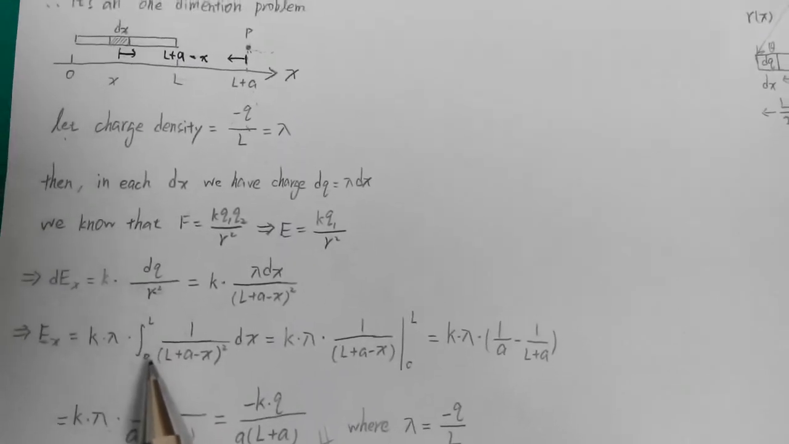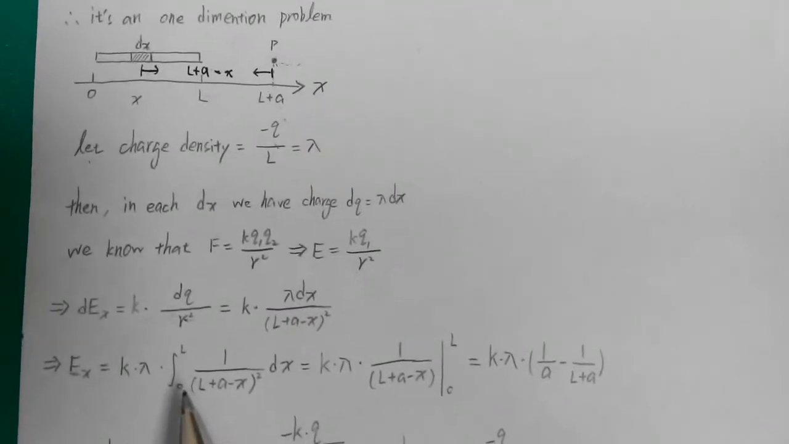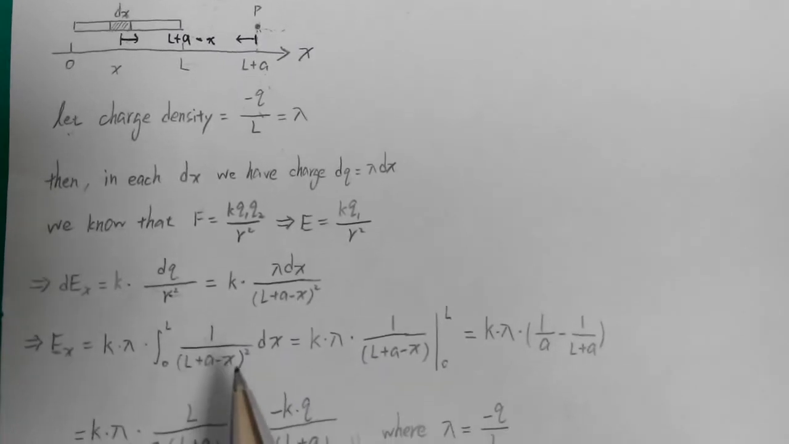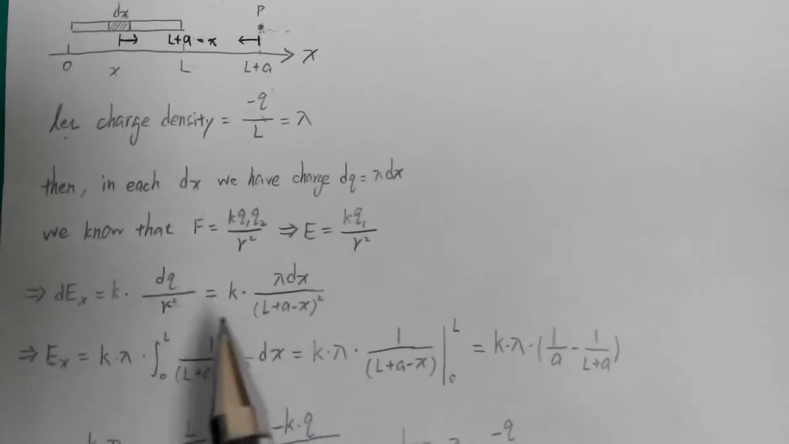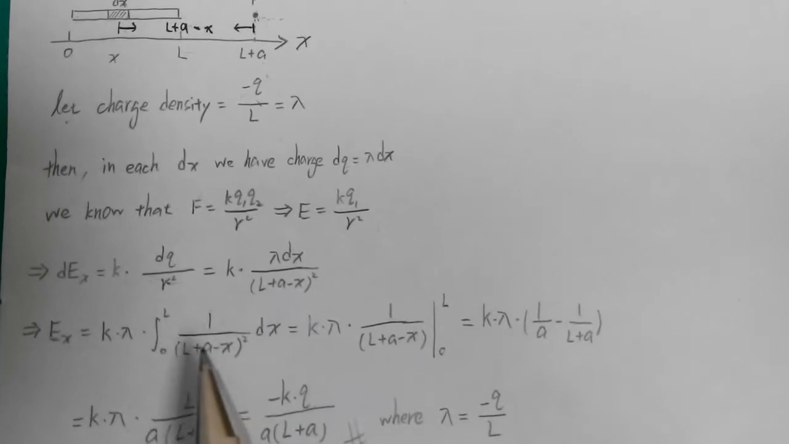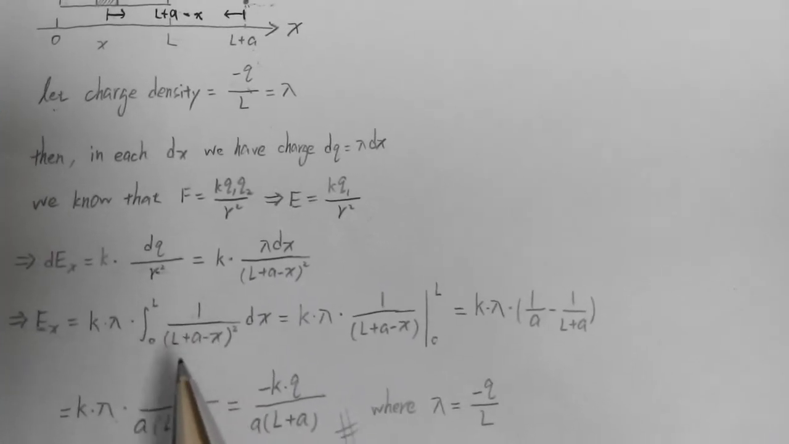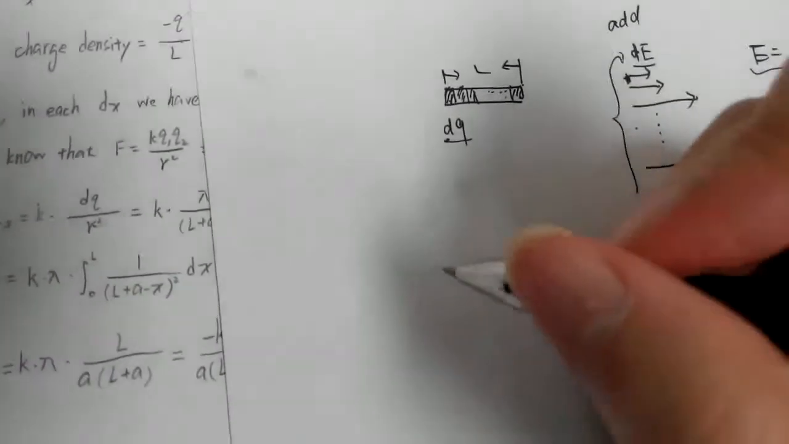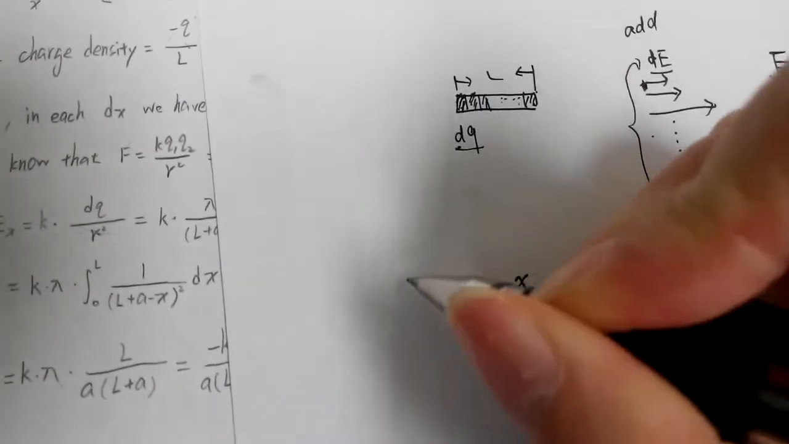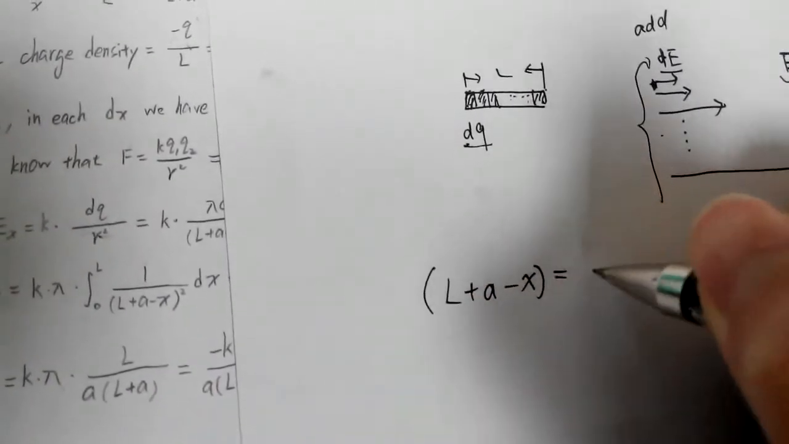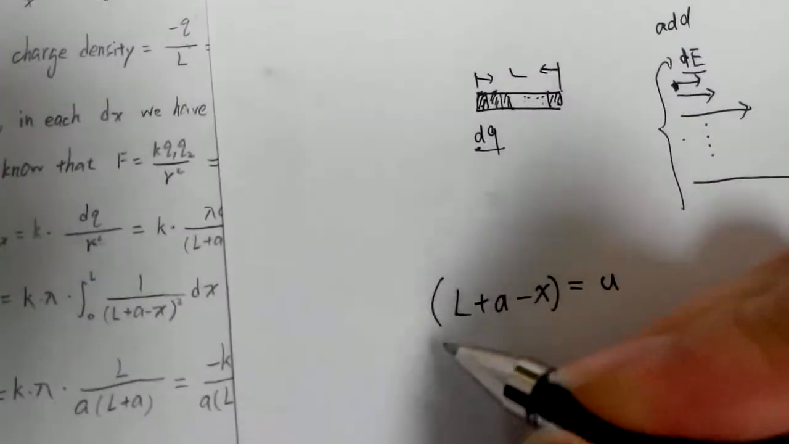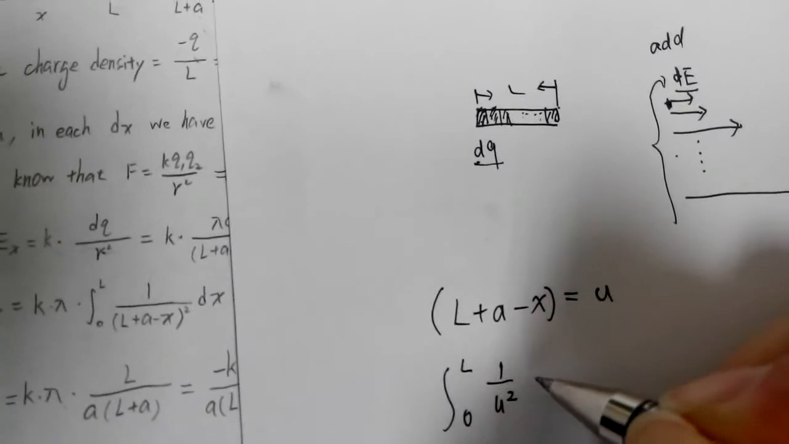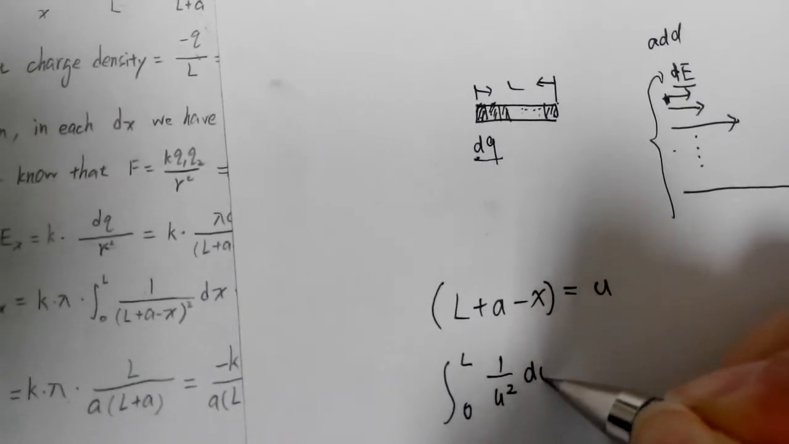And we know the region that we want to integrate is from 0 to L, the range. And then here will be the mathematical problem. We know this one, L plus A minus X, this we can say as U. So the integration problem will be integral from 0 to L of 1 over U squared, and then here we should write the U.